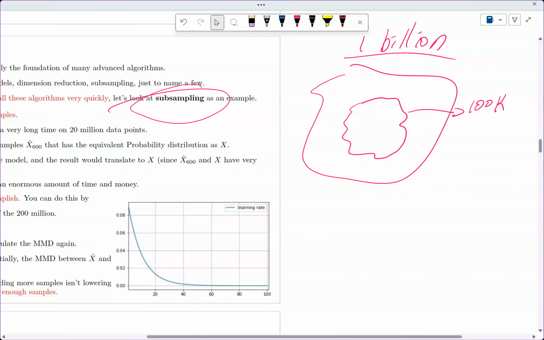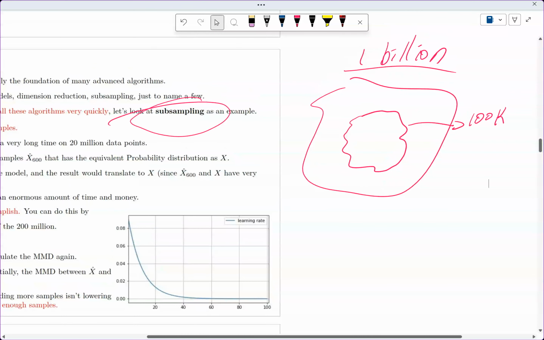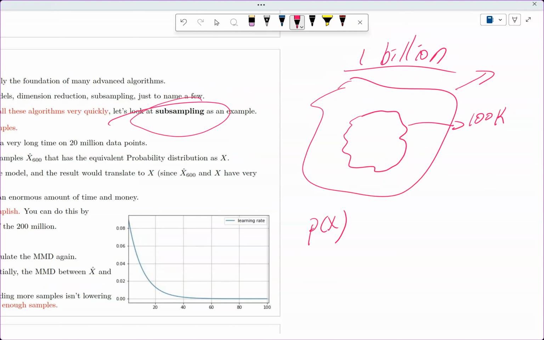What you can do is identify the distribution of the total, so P of X, and then identify the distribution of the subset.